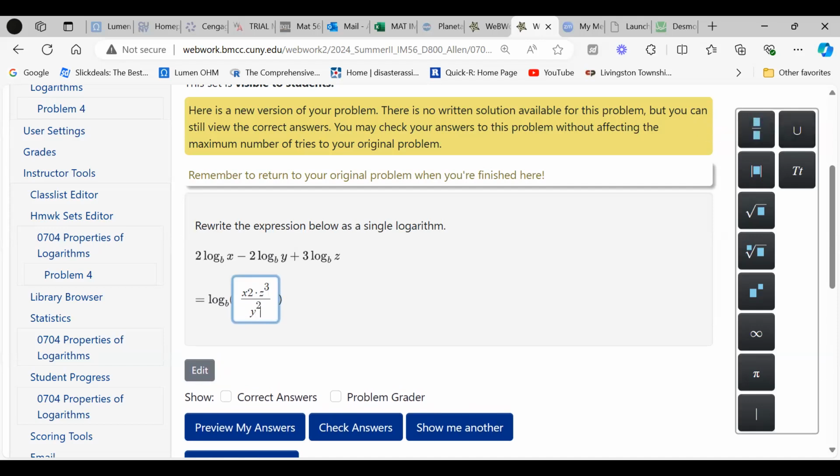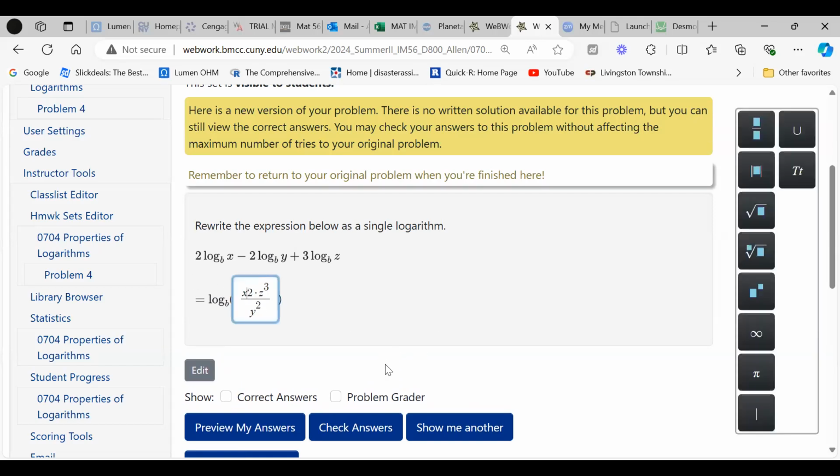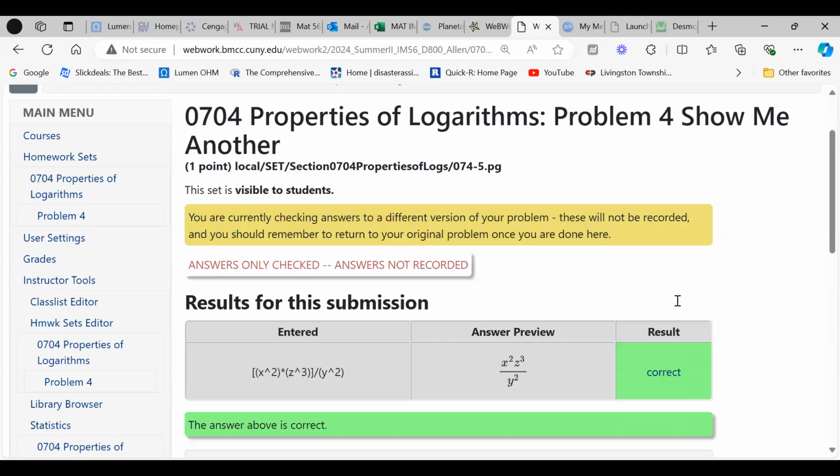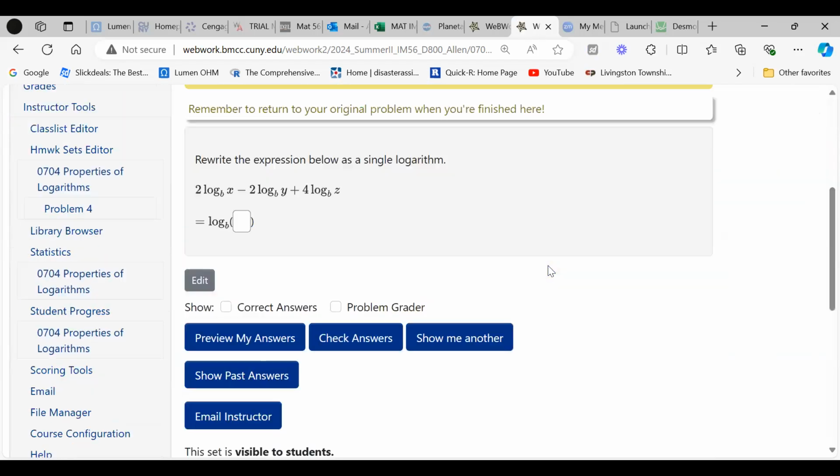Yep. No, this is not a square root. Yep, I should do it. So the answer is good, right? Now you try another one. Try this one.